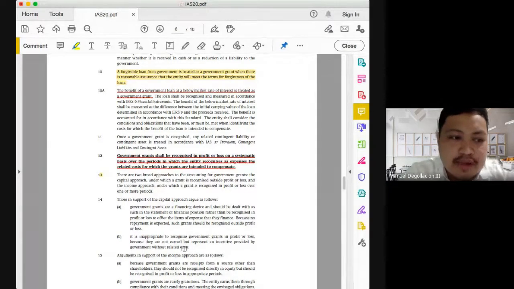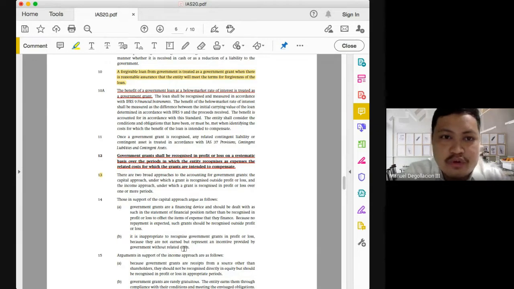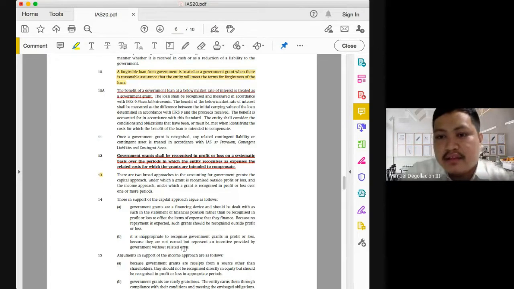Okay. So for example, it takes you 4 years to construct the asset. So you spent the 20 million in 4 years, and assuming that you spent it equally, that's 5 million for each of the next 4 years. So you will recognize the grant, not the 10 million grant all at once, but you'd also spread it out in the next 4 years, the period that it takes for us to construct the asset.